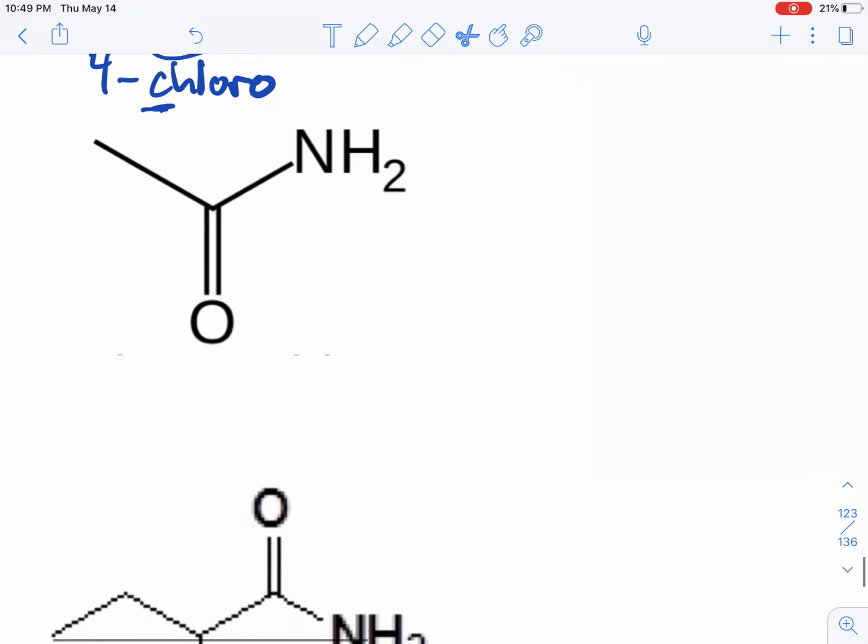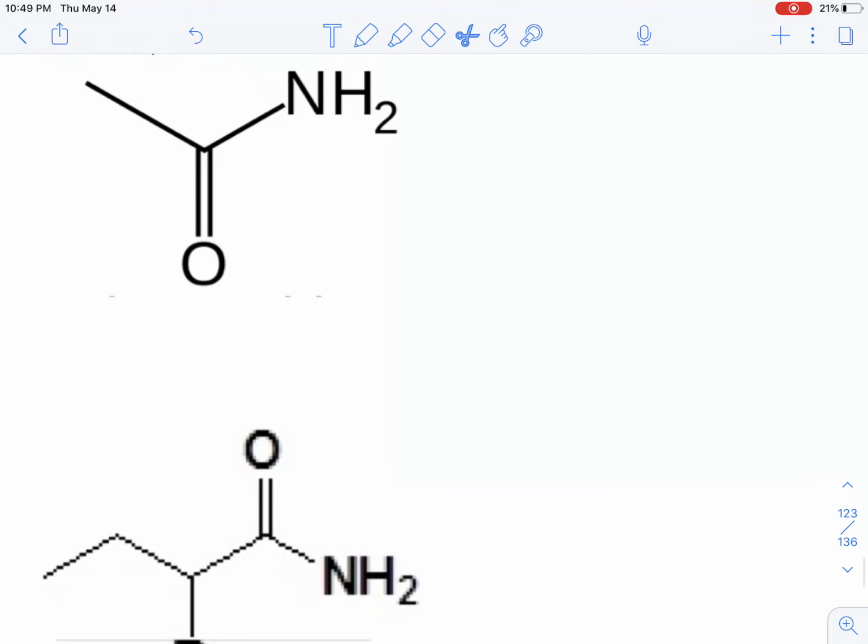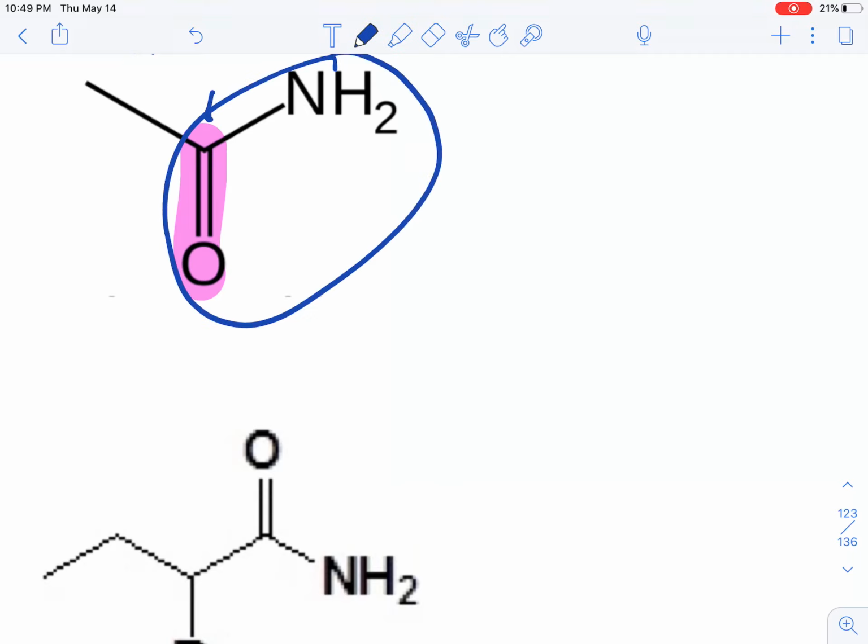Okay, so let's go ahead and focus on the next compound. Here I have my carbonyl, so this is carbon 1. I have my primary amine.